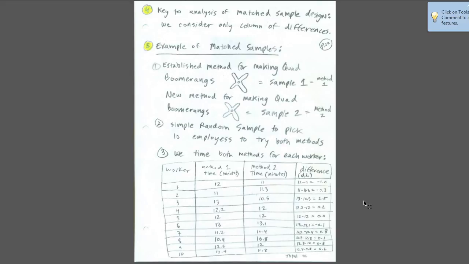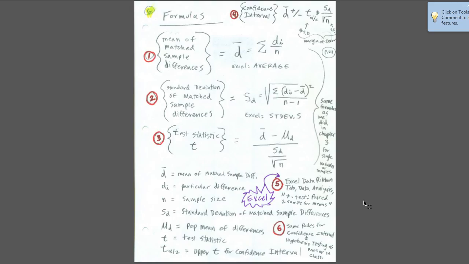Now if I go to the next page down, here are our formulas. The mean of matched sample differences is represented by d bar, for differences. It's just the sum of d sub i divided by n. Now, d sub i right here, that's the particular difference.